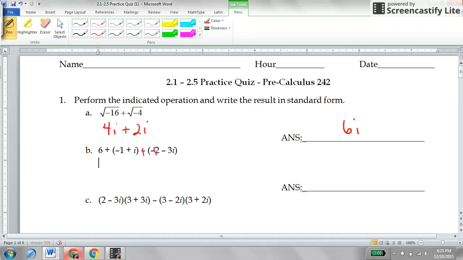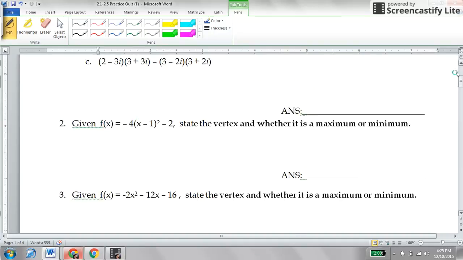For this one, again, we're just going to add like terms. So distribute the negative sign. So we have 6 plus negative 1 plus 2. So that should be 7. And we have I plus 3I. So that will be plus 4I. Again, just add like terms.